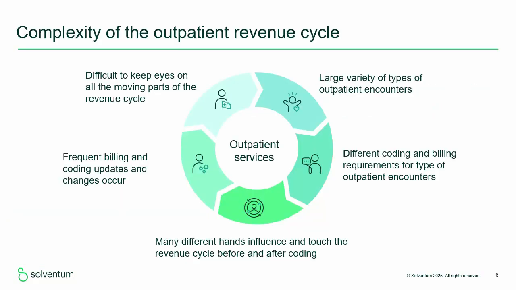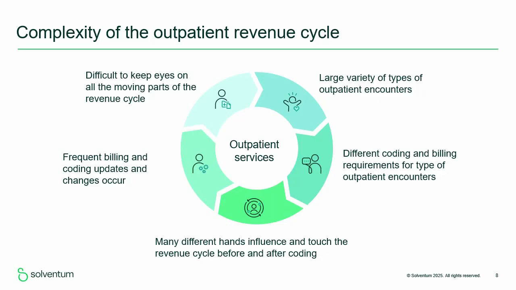The outpatient revenue cycle is complex. We saw an example of these complexities in the previous emergency department scenario we discussed. These are some of the factors making it complex. First, there is a large variety of outpatient encounter types: emergency department, ambulatory surgery, observation, interventional radiology, infusion clinic, wound care. I say the larger the facility, the more outpatient departments there are. And then there are different documentation, coding, and billing requirements for these different encounter types.